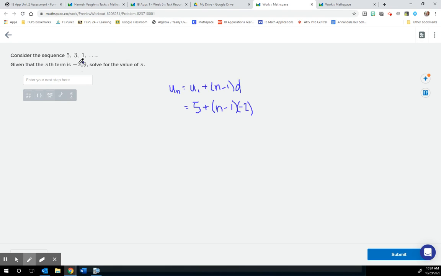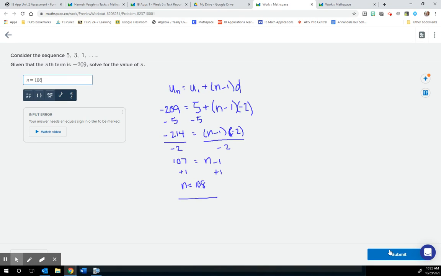They give us the nth term, meaning they give us u sub n, so that negative 209 will go in for u sub n. And then from here, I just have to solve for n. So I might subtract 5 from both sides. I could have distributed my negative 2, but I could also just divide both sides by negative 2. And then add 1 to both sides. Typing in n equals 108 into Mathspace.